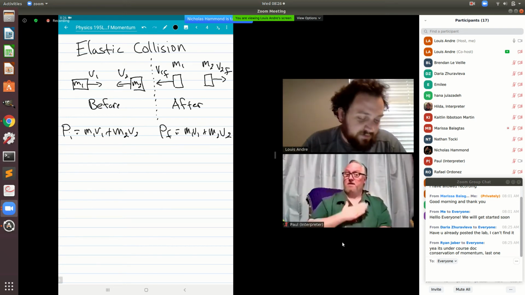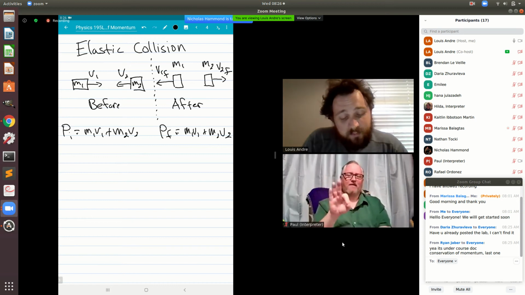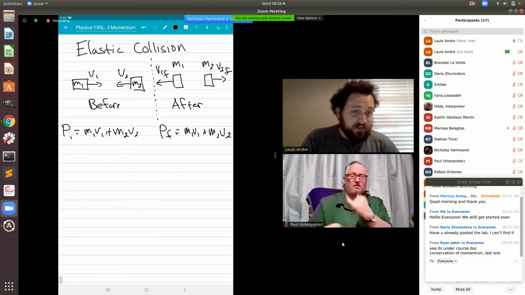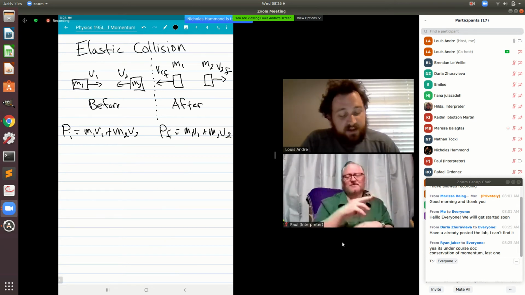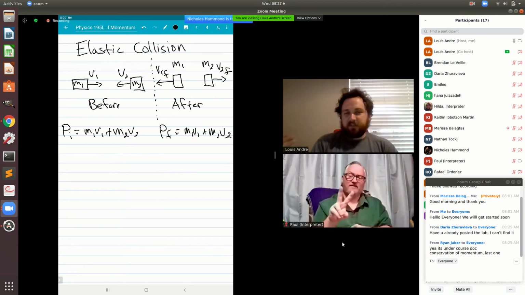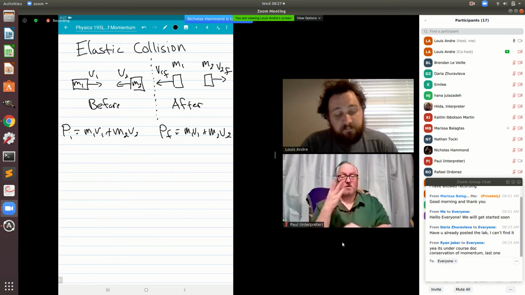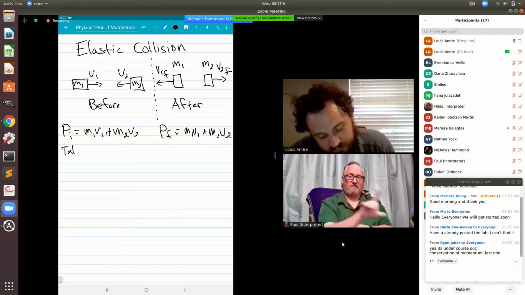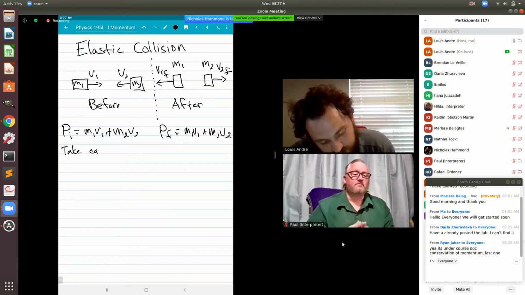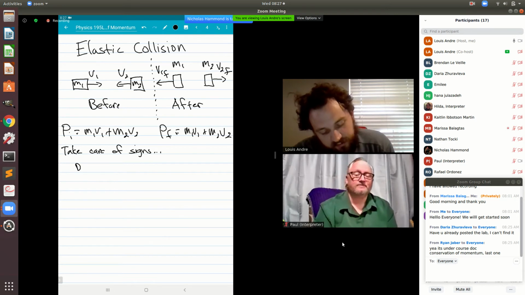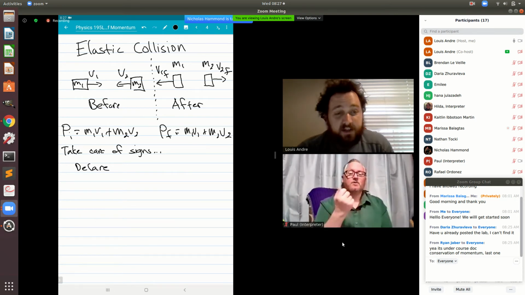Anyway, so final momentum and initial momentum, there they are. It's really just mass times velocity plus mass times velocity plus mass times velocity for every object you have in the system. Now you might be wondering, how do I deal with these positive and negative velocities, right? Because I have some velocity pointing to the right and some velocity pointing to the left. I would then take care of signs. You just want to declare a positive and negative direction.